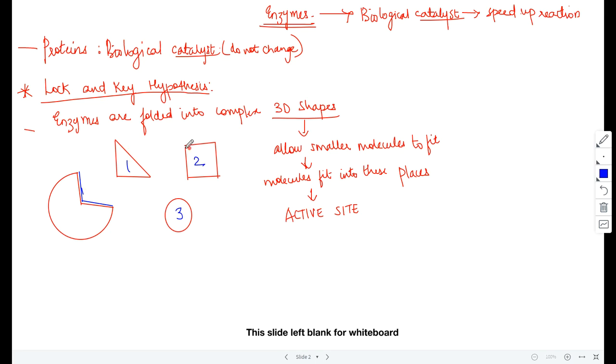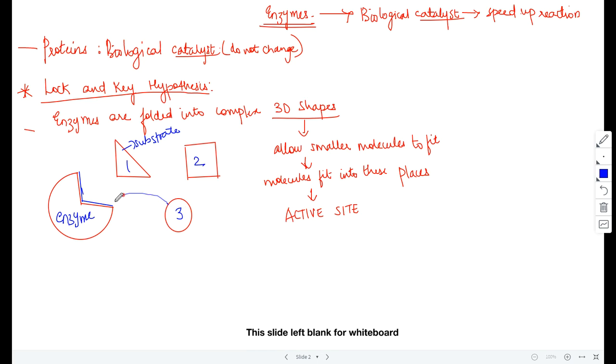The second one would not, and if I had made some other shape, it would not be possible either. So the shape of the enzyme's active site should match the shape of the substrate. This is my enzyme, this border is my active site, and this is my substrate. The shape of the active site always matches the shape of the substrate. This makes the enzyme highly specific. Specific means only that shape can fit into it.